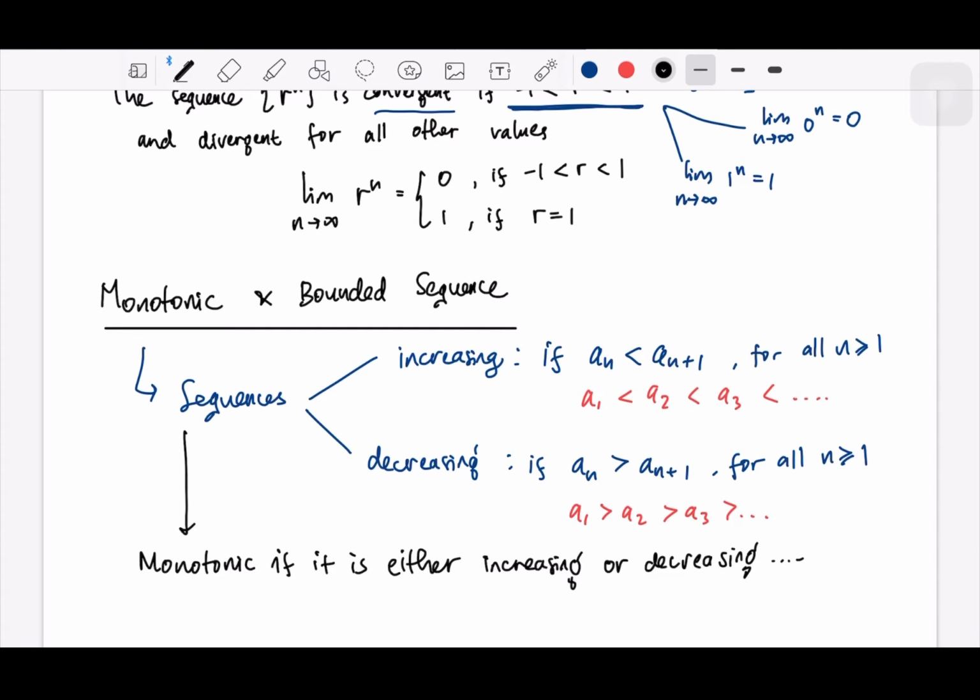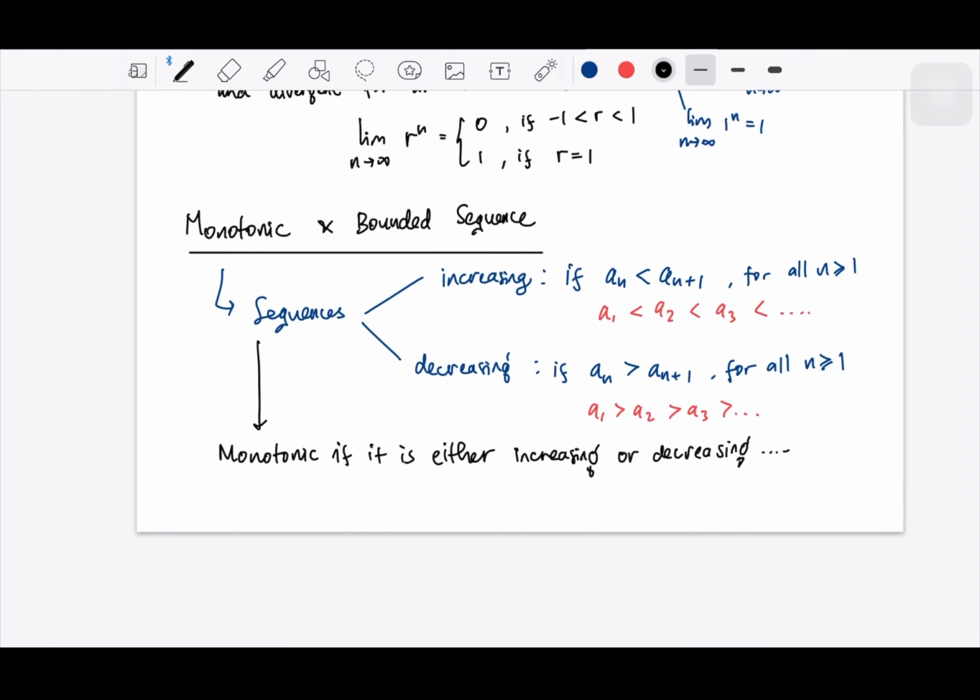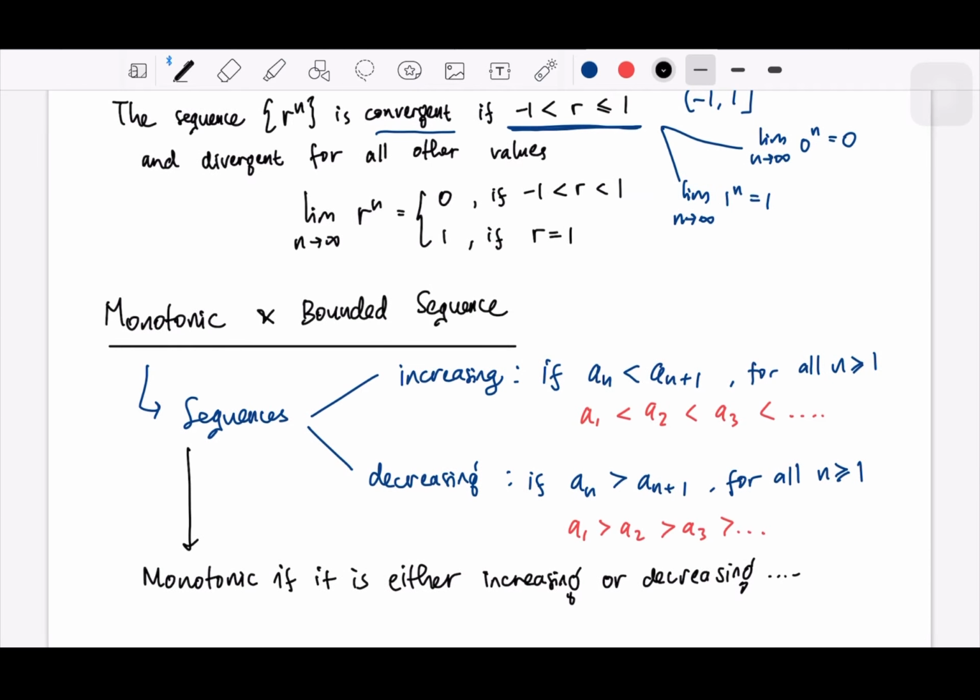So now, from this definition, to help you determine whether the limit has a value or not, we can look at the behavior of the sequence itself. Is it increasing or decreasing? So we can look at an and an plus 1, and analyze from that point of view.